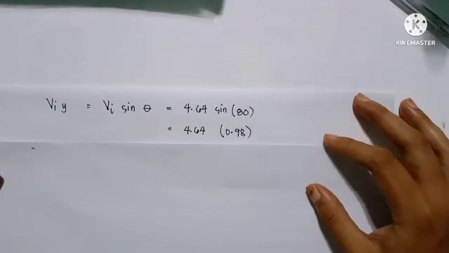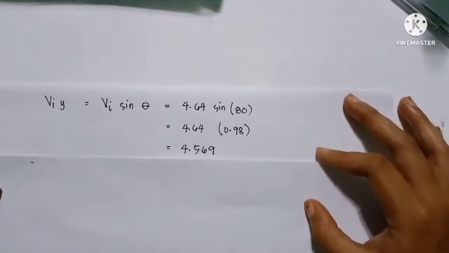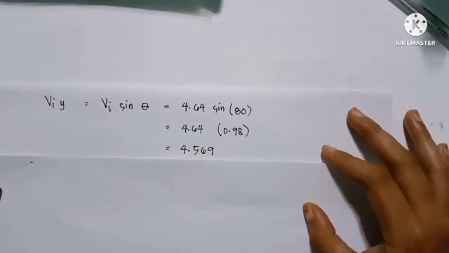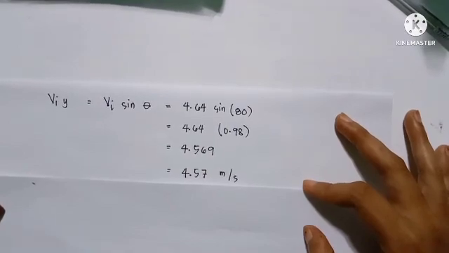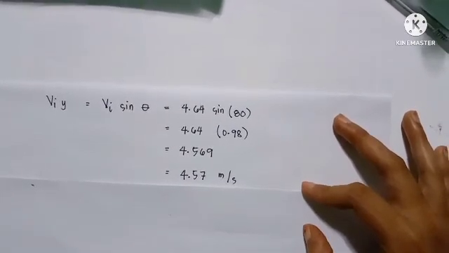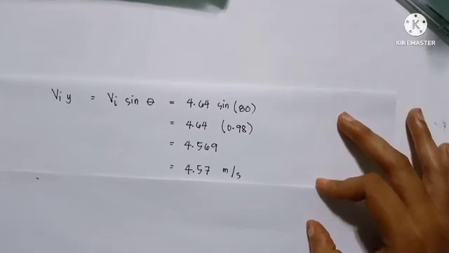Multiply the two of them, 4.64 times 0.98, the answer is 4.569. Round up to the nearest hundredths, the answer is 4.57. So the value for initial velocity in the vertical direction is 4.57 meters per second.